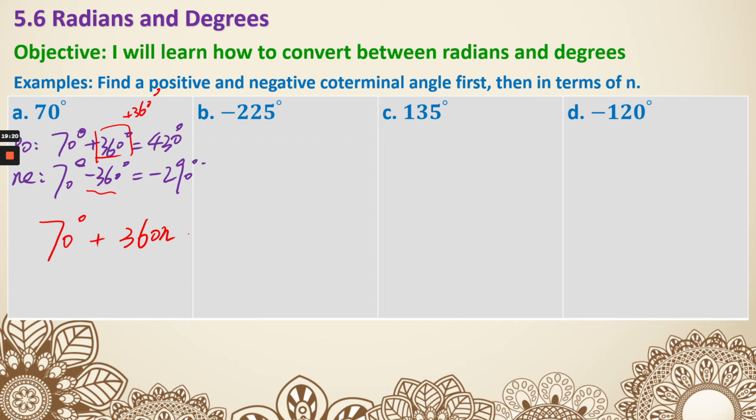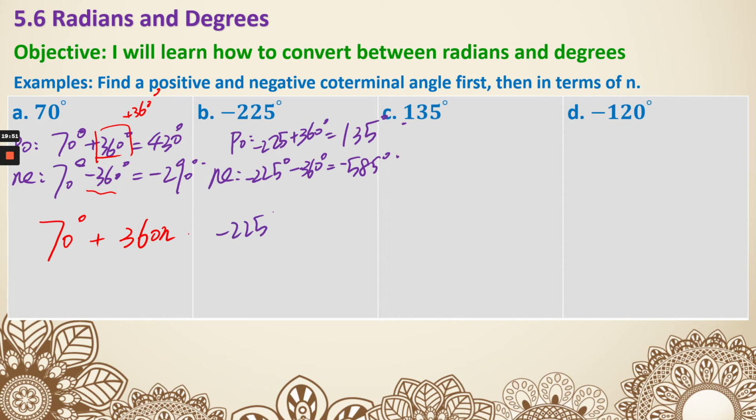Next, let's do B. Positive is negative 225 plus 360. That is going to be 135 degrees. As for the negative, negative 225 minus 360, and that is going to give me negative 600, well, not 600, negative 585. Rewrite that. Negative 585 degrees. That's how it works.